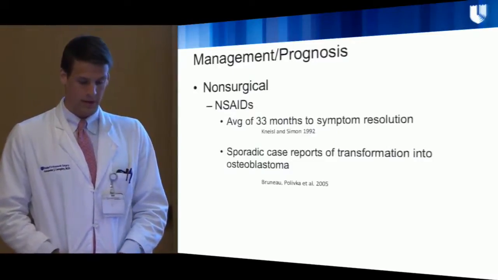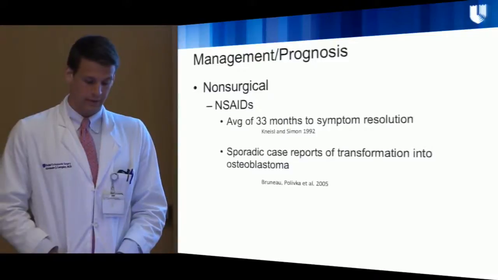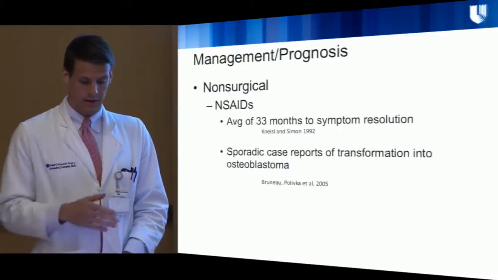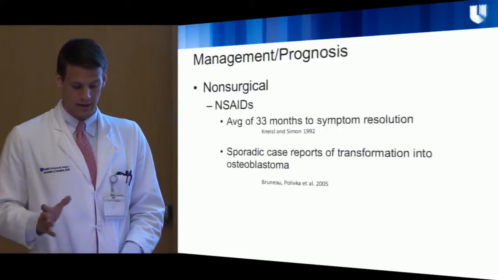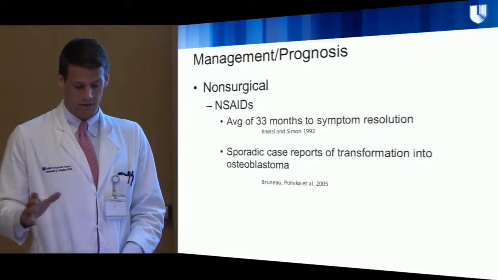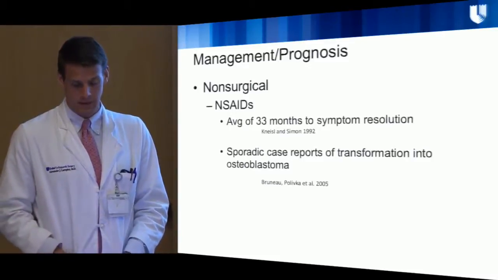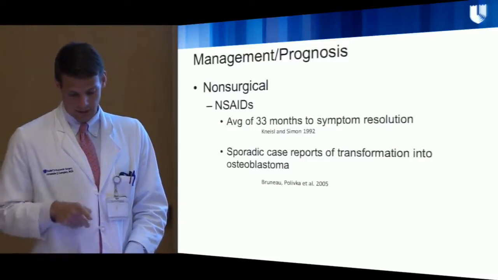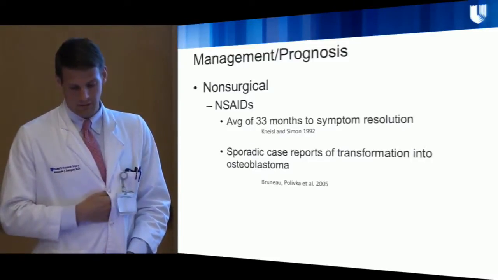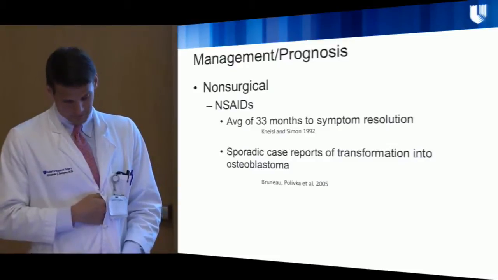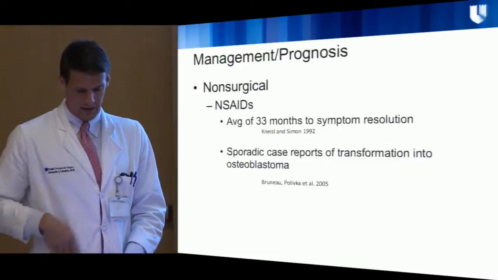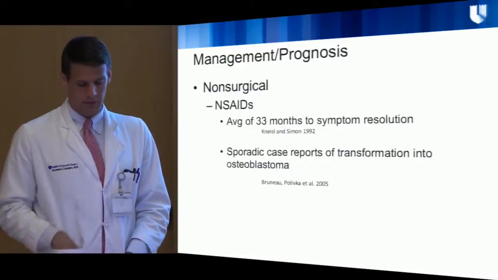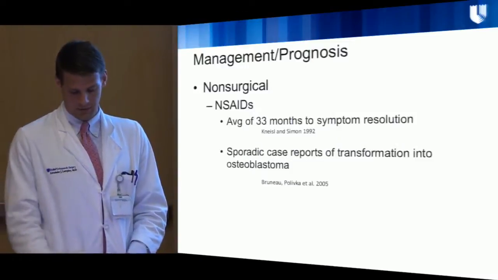There is really a paucity of literature describing cases and looking at how long it takes to get better, or what time frame you can expect patients to get better, what percentage of patients even do get better just with non-surgical management. One study from 1992 showed an average of 33 months to symptom resolution. And there's also some question of sporadic case reports of transformation of the osteoid osteoma into an osteoblastoma.